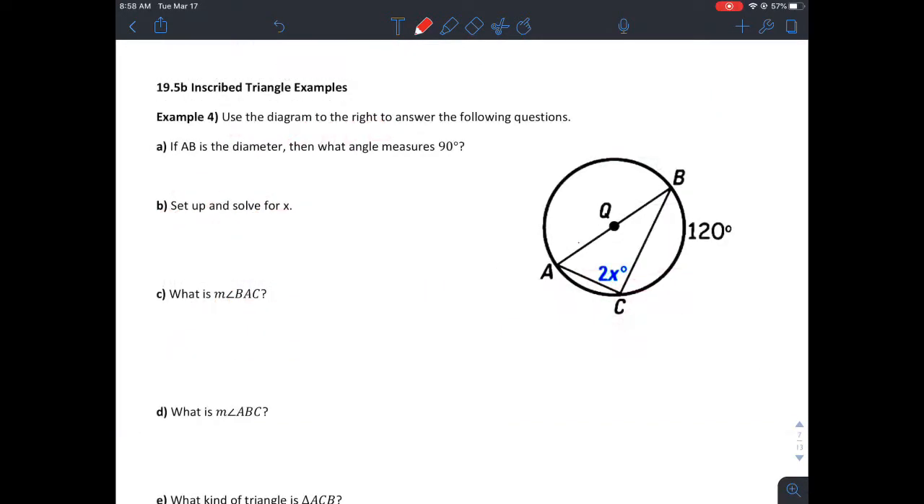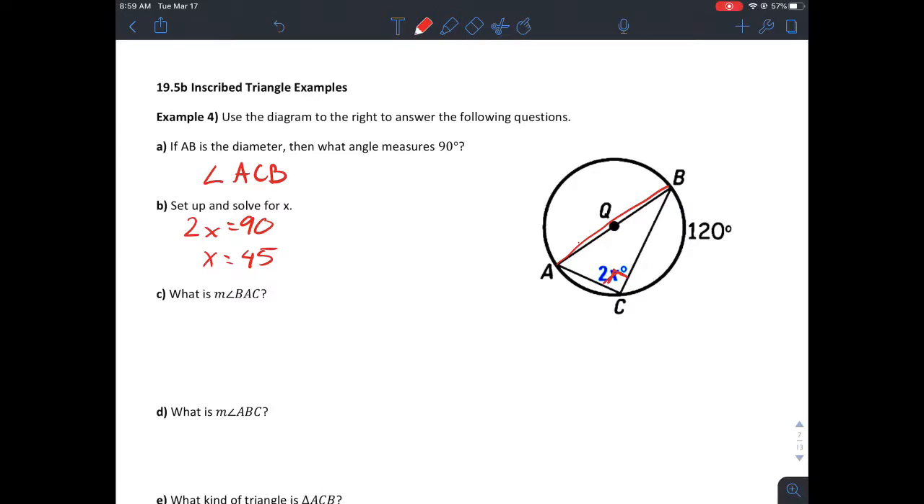All right, so for example 4, if AB is the diameter, what is the angle, or which angle measures 90 degrees? So we have AB as the diameter, so we know that our inscribed angle here is going to be our 90-degree angle. So that's going to be angle C, or we could say angle ACB. For B, it says set up to solve for x. Well, since we know that that angle is equal to 2x, and we also know that that angle is equal to 90, we could say 2x equals 90. So x is going to equal 45.